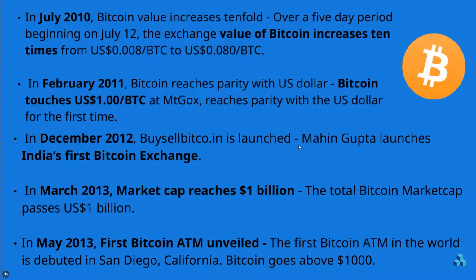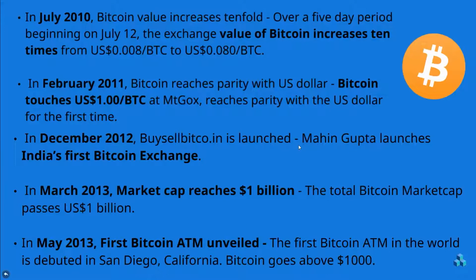In July 2010, the value of Bitcoin increased tenfold over a 5-day period. Like you see, volatility was there even at the beginning of time. So it went from less than 1 cent to 8 cents. And in February 2011, Bitcoin actually reached $1. So that was the time if you had bought 100 Bitcoins, it would have been $63,000 as of now. No, it would have been $630,000. All right. It reached parity with US dollars for the first time in February 2011.